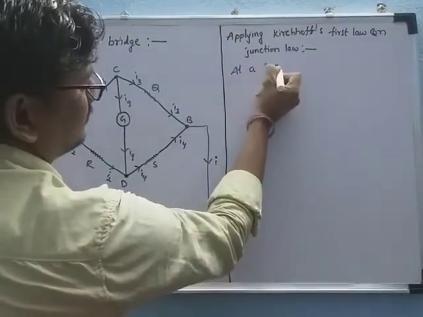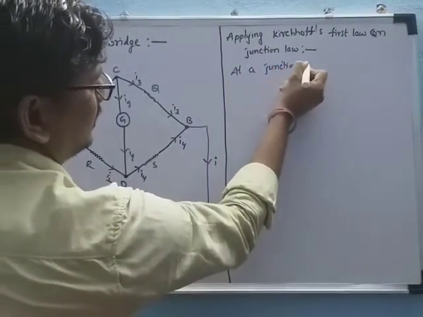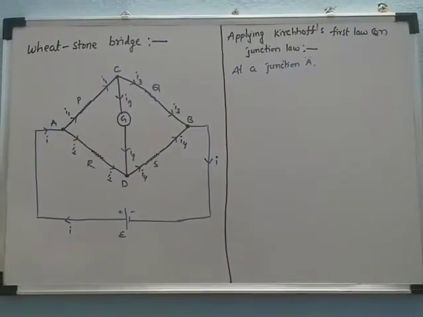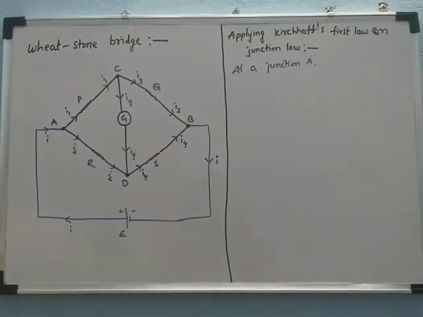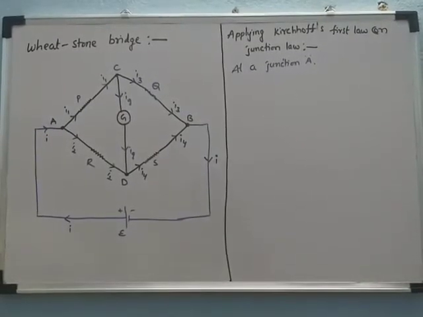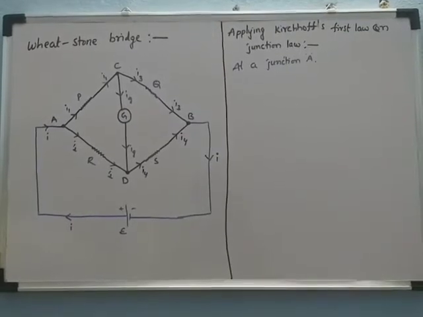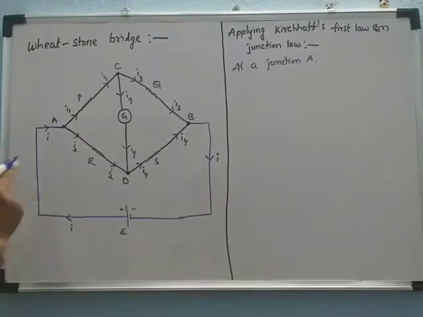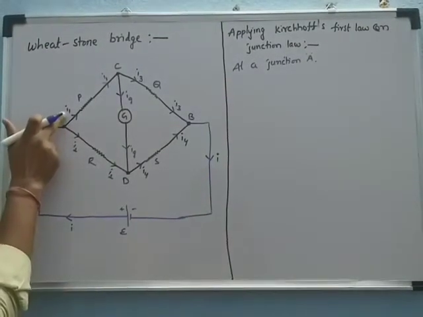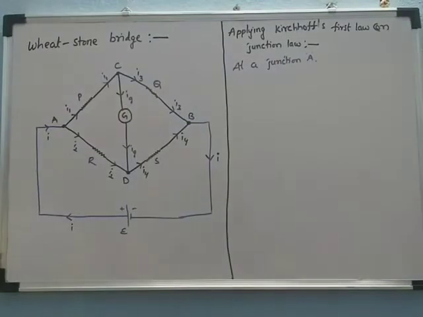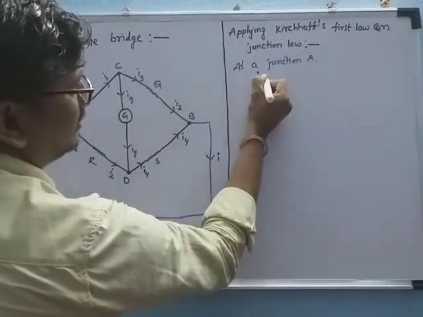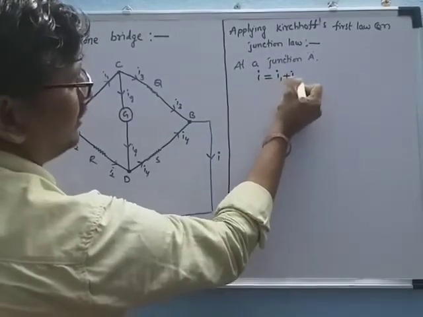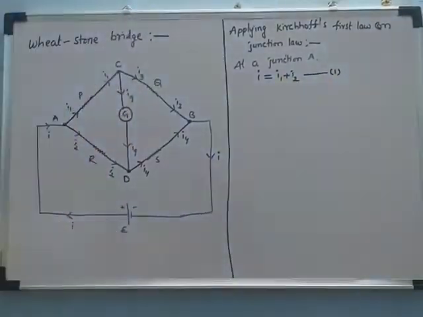At junction A. See the junction A. So what is the principle for that junction? The statement: the sum of the currents entering the junction is equal to the sum of the currents leaving the junction. Now at point A, how much current is entering? The current I is entering. Leaving the junction, what is the other? I1 plus I2. The current entering the junction is I, and leaving the junction is I1 plus I2. This is considered equation number 1.